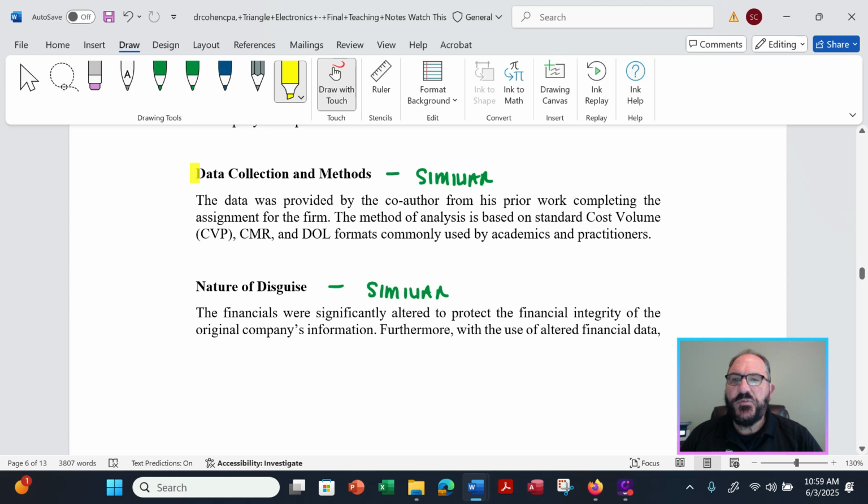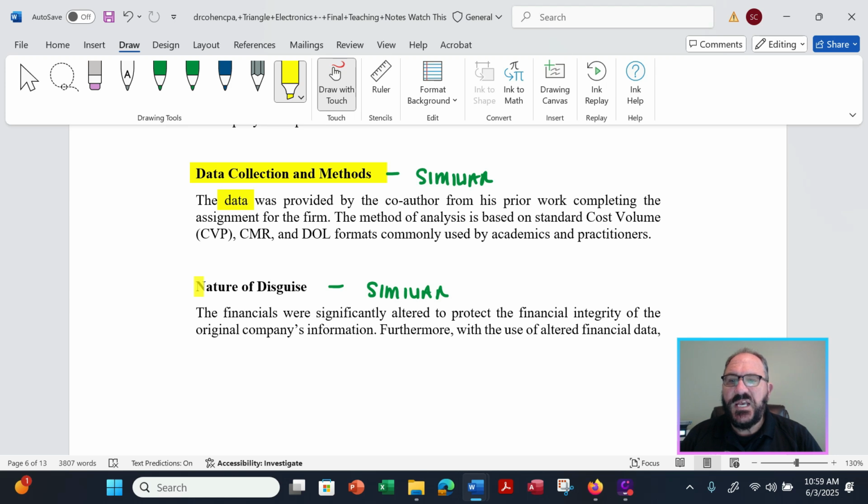Data collection and methods. Again, this is going to be similar. The data provided, and again, there wasn't a lot of data in this case. So I would say here, instead of data, the information provided. The information provided came from one of the co-authors.